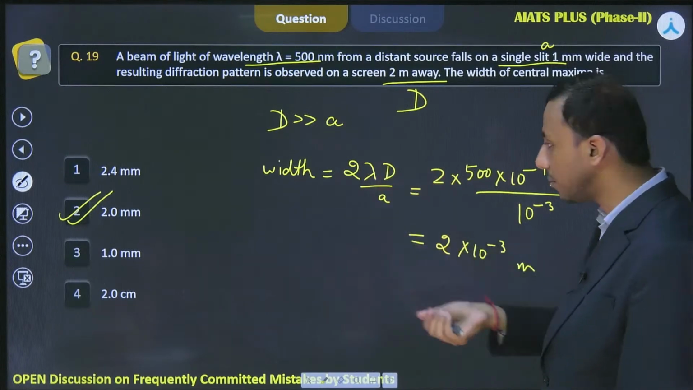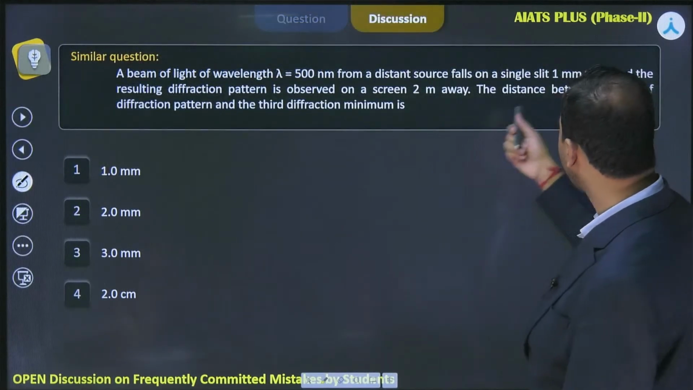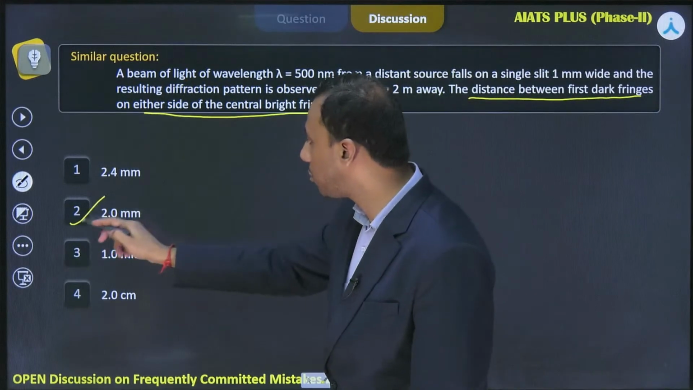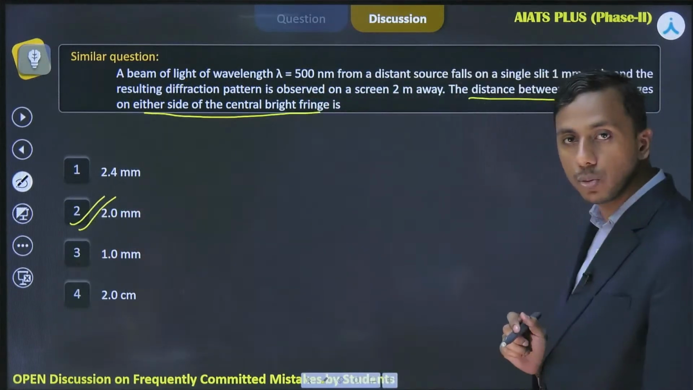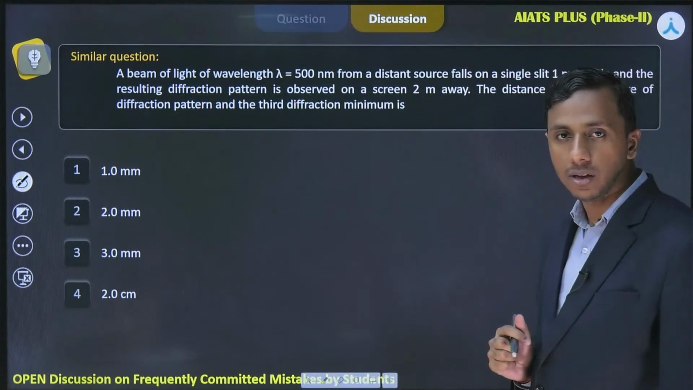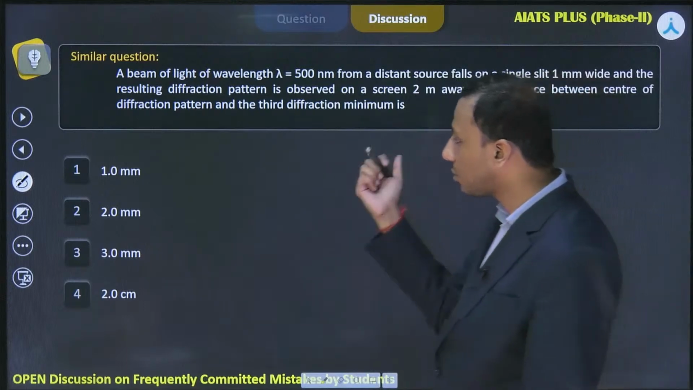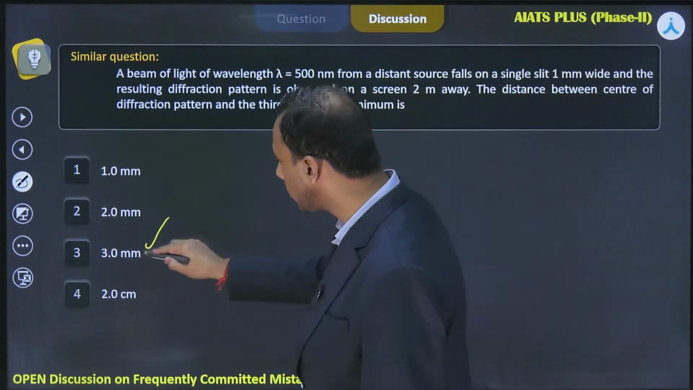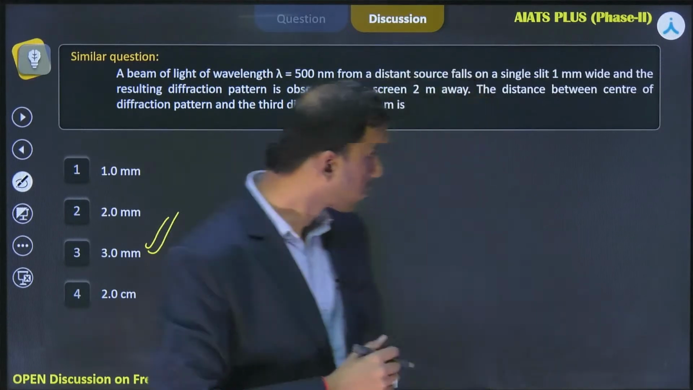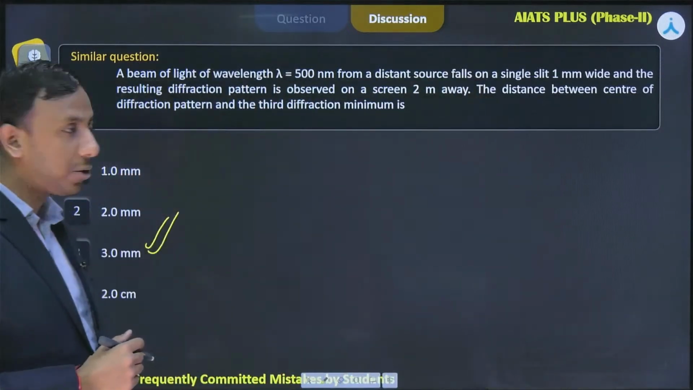So there also the answer should be the same, right? Because the formula should be the same. So for this question also the answer should be 2 millimeter. Okay. You can take this question as your homework, all right, and this question as your homework, and you can check whether you are getting this 3 millimeter as the answer. Very well. Moving to next topic.